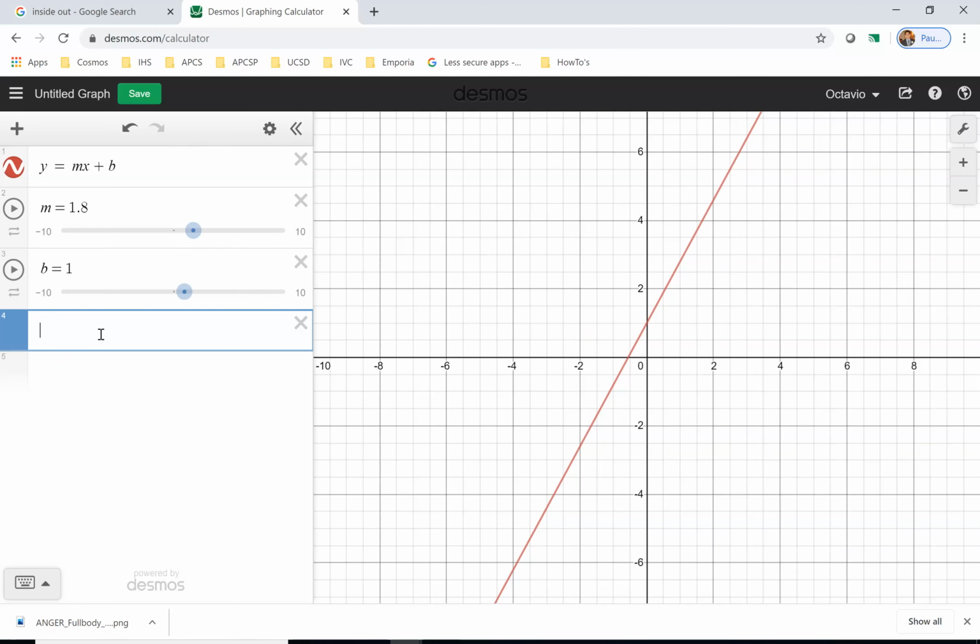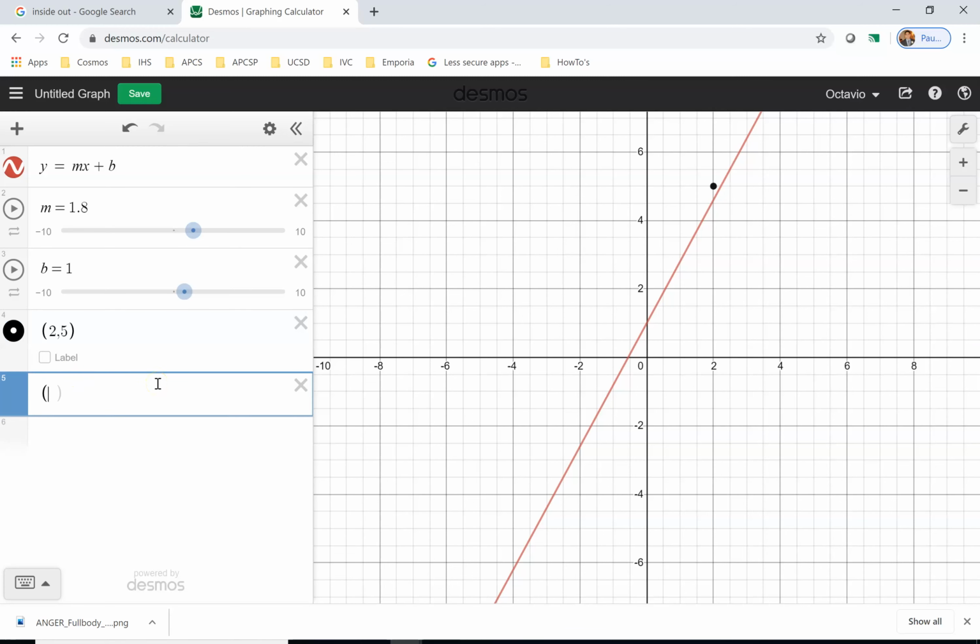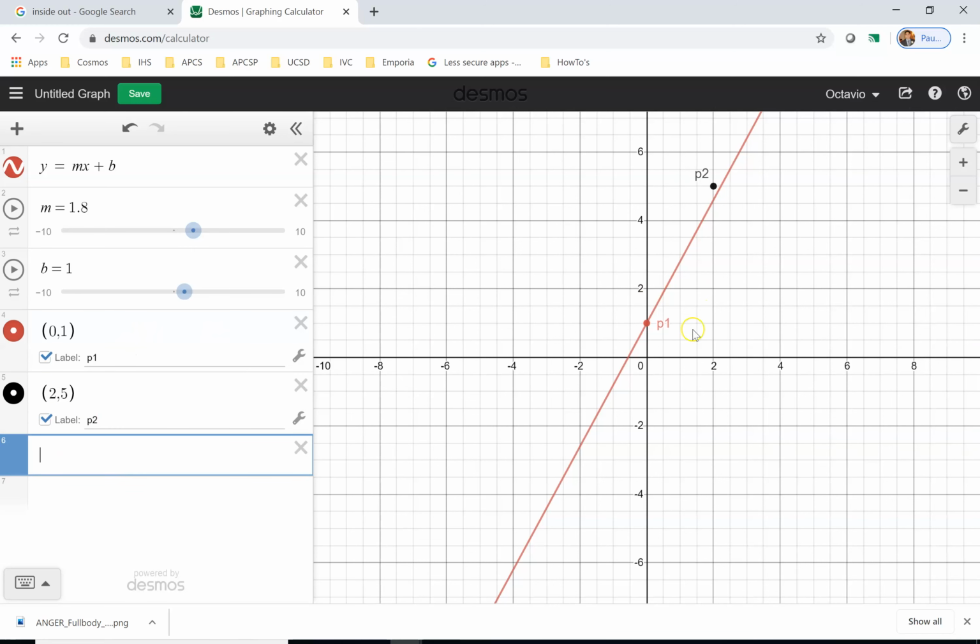Like say I put a point here, 2 up, what does it look like? Maybe 5, 2.5. That's a point there, and then another point at 0, 1. Now notice how my line goes through that point, and I'll add a label just here. I'll call this point 1, and then maybe this point 2. And let me just rearrange them right there. So notice how my line is going through point 1, but not quite through point 2.